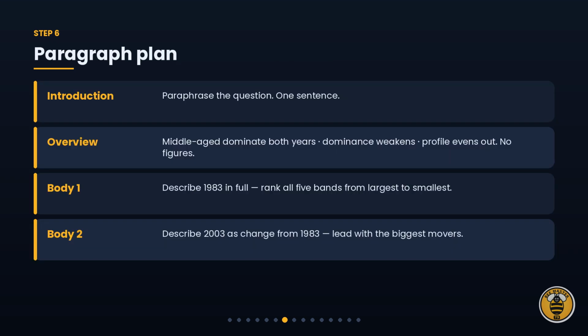So here is the plan. Introduction, 1 sentence paraphrasing the question. Overview, the 3 ideas we just found with no numbers. Body 1 describes 1983 in full, ranking all 5 bands from largest to smallest. Body 2 describes 2003 as change from 1983, leading with the biggest movers. 4 paragraphs, 1 job each.